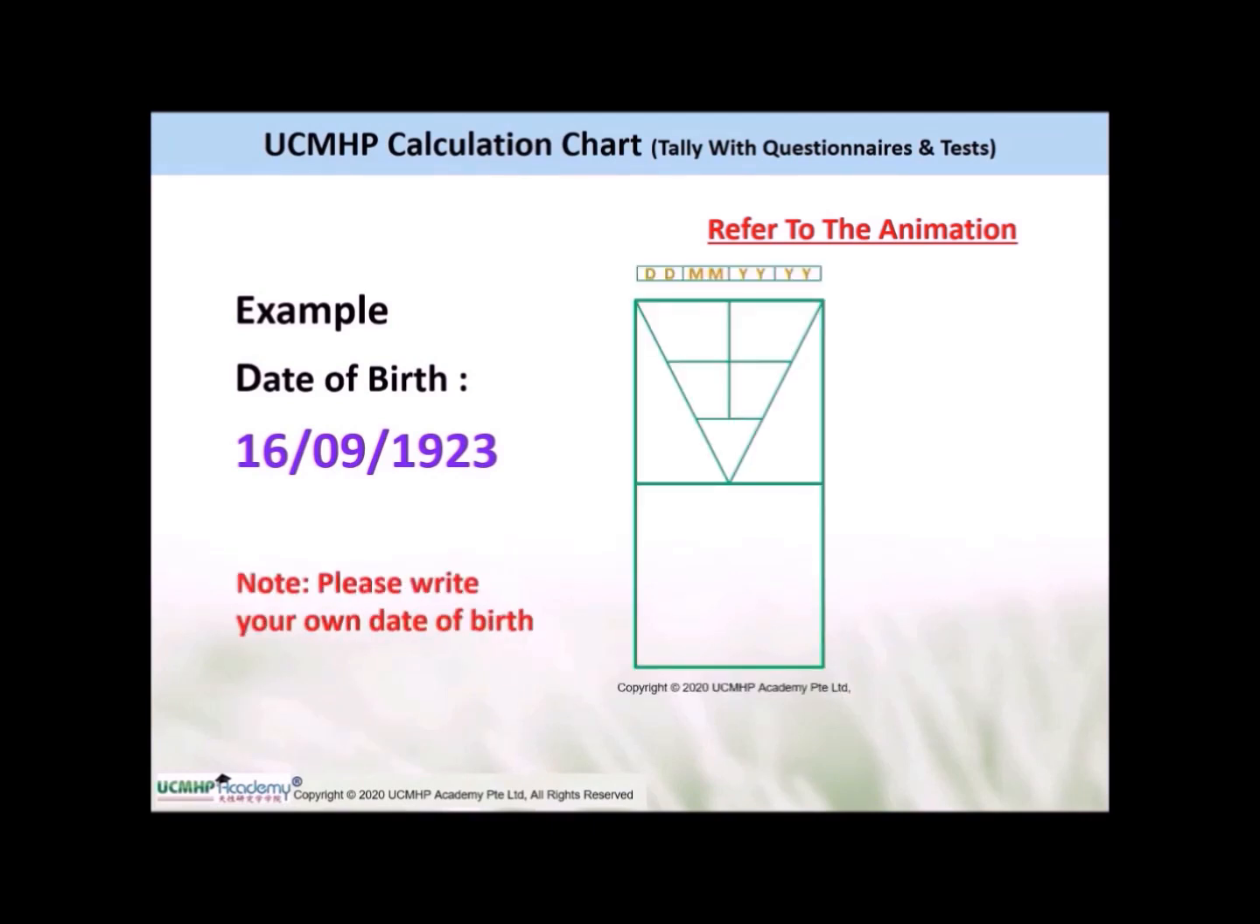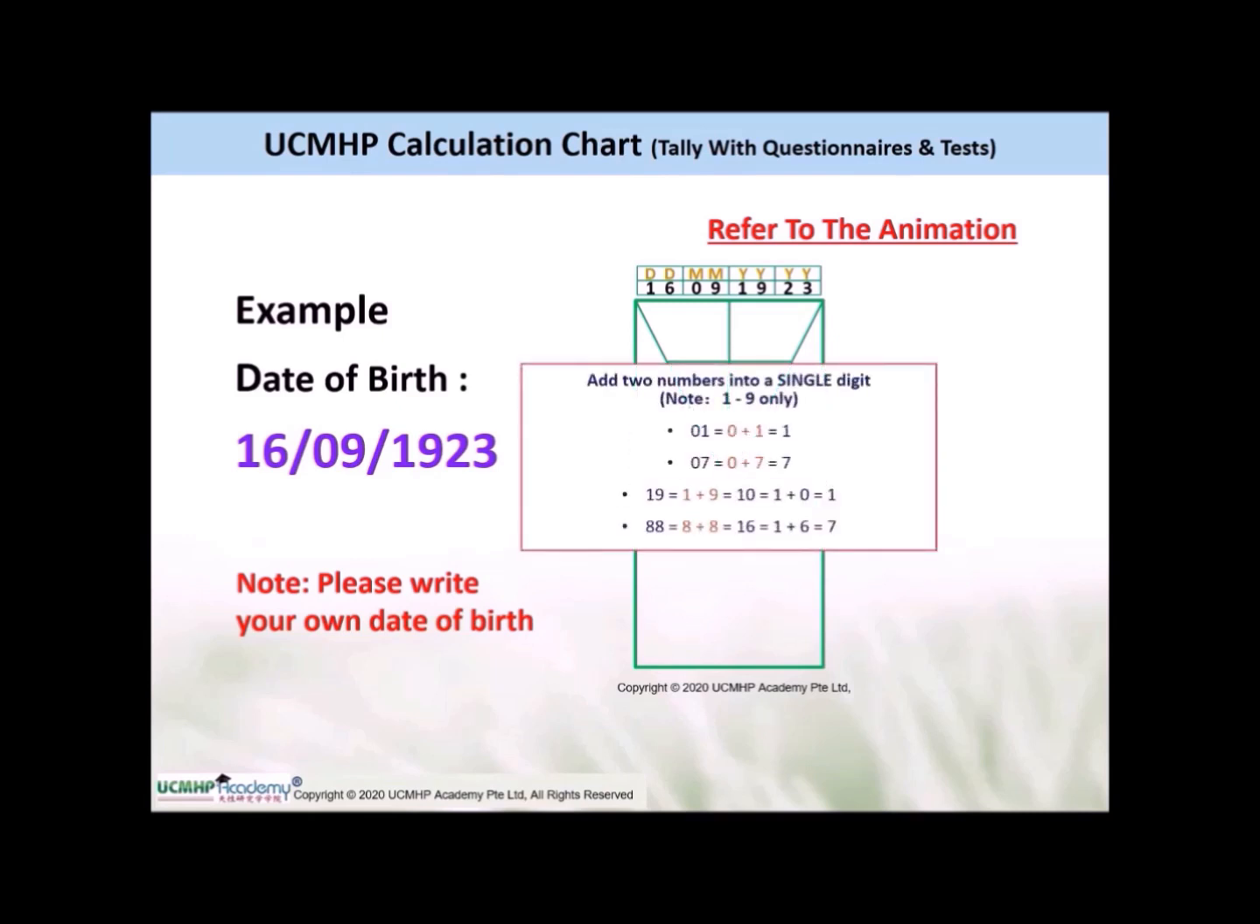Now look at the chart in front of you, and I want you to refer to the animation. So in this case, look at the day, month, year, how I insert into it. For example, this person is born on the 16th of September 1923. Now looking at the chart, please pay attention. It must be day, month, year. Then I want you to add up the two numbers of day. So 1 plus 6 is equal to 7.